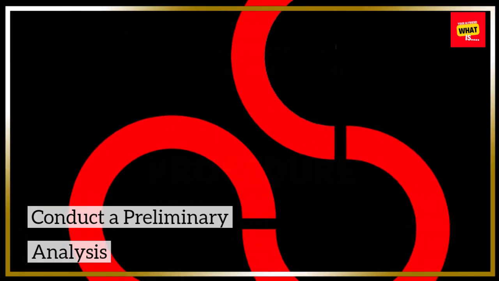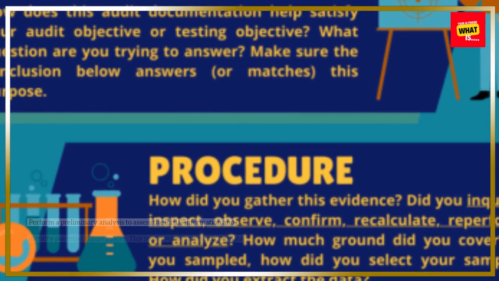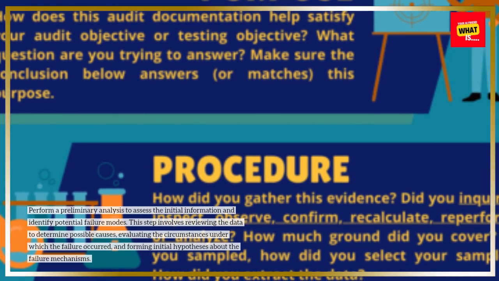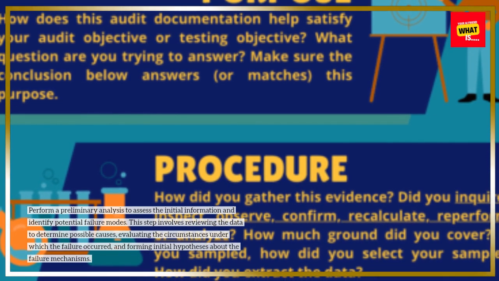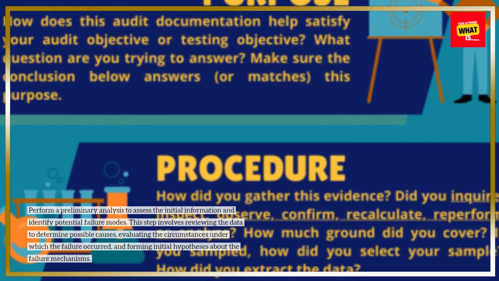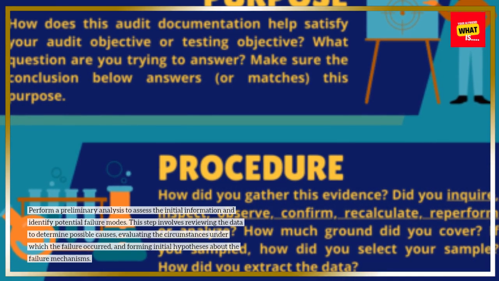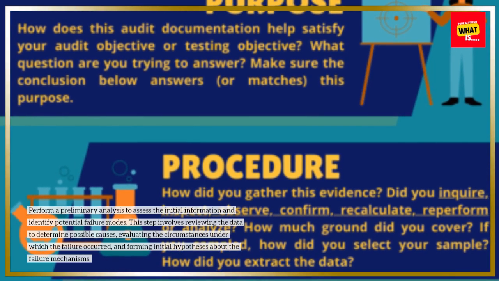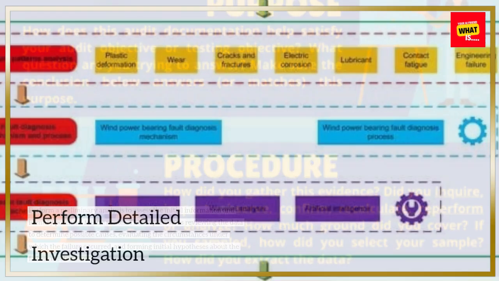Conduct a preliminary analysis. Perform a preliminary analysis to assess the initial information and identify potential failure modes. This step involves reviewing the data to determine possible causes, evaluating the circumstances under which the failure occurred, and forming initial hypotheses about the failure mechanisms.